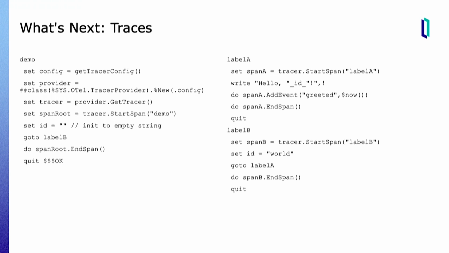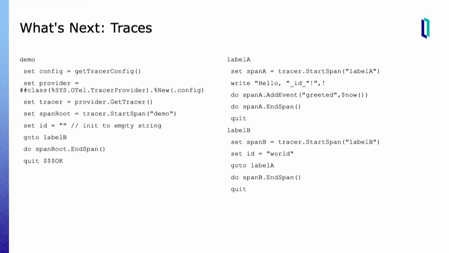I populate ID, and I say, actually, I want to do some more work over in label A. Again, in label A, I create a new span. I do the work of writing something to my I/O device, and then I add an event, a really simple event, greeted, and I'm using just local time for now. Local time format, and then I end my span. Okay, so what happens? Then I go back to label B. I end my span there, and I go back to demo, and I end my span there, and I'm done.